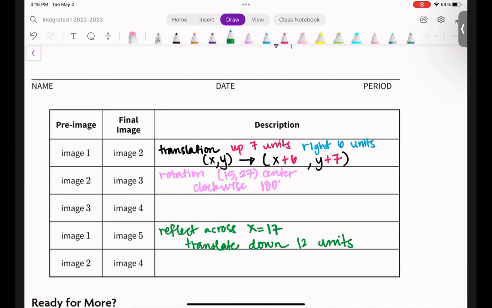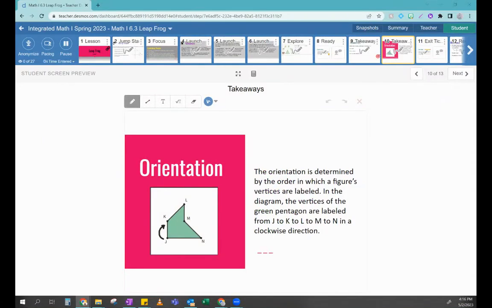So the takeaway I wanted to go over with you today was called orientation, and the orientation is determined by the order in which a figure's vertices are labeled. In the diagram, the vertices of the green pentagon are labeled J to K to L to M to N in a clockwise direction. Orientation also means how it's sitting.